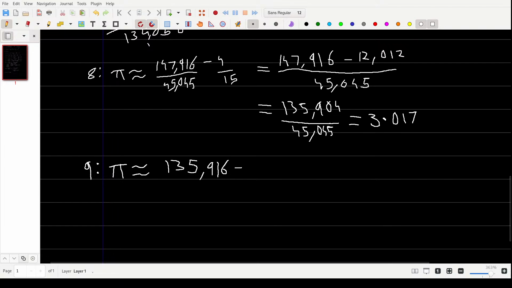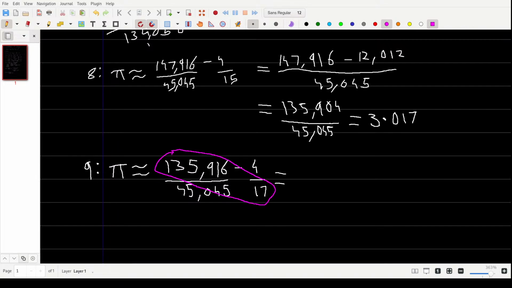916 minus, this is gonna be 4 over 4, 5, 4, 5 over 17. I'm gonna have to multiply this. Let me highlight, or maybe I'll just use a different color. I hate this so much. I can't simplify any further. That's just what I'm gonna have to do.